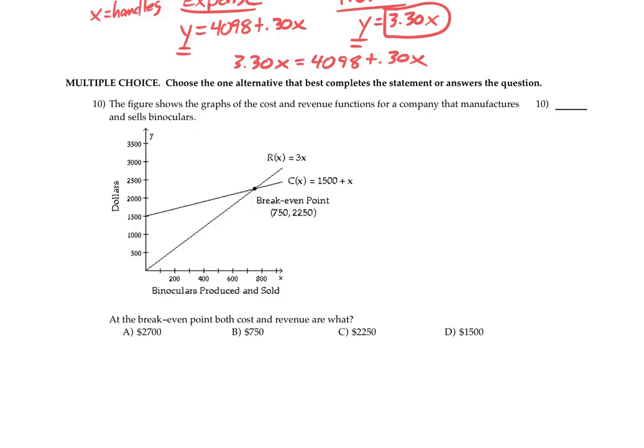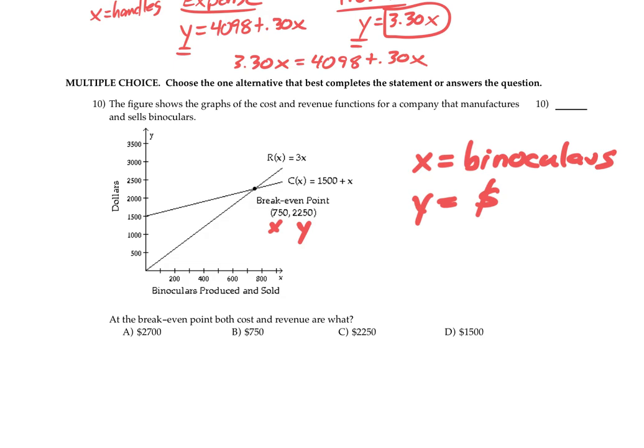This right here is the break-even point, okay? The x represents the x-axis. So x represents binoculars. Y represents money. So you got to pay attention to the question. Okay, it's kind of like last chapter when we had that one with how many years did it take for the population to be the same? So we got to read the question carefully, right? And in this case, the question is asking us, at the break-even point, the cost and revenue are both what?